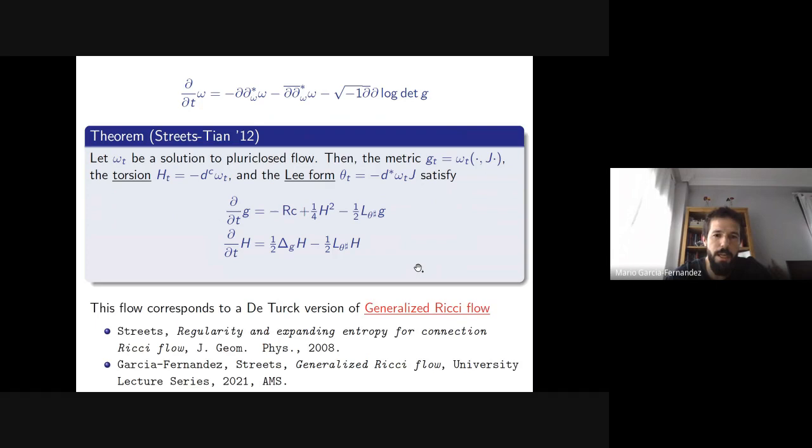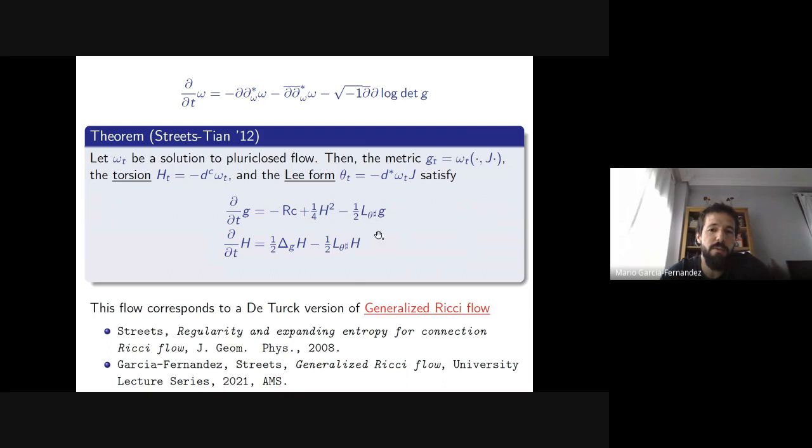So these equations are called the generalized Ricci flow, and actually are a truncation of the so-called physical renormalization group flow for two-dimensional sigma models in physics. So here you see Ricci flow will be just these two terms here. Here we have two additional terms for the evolution of the metric, which is given by a quadratic tensor. A symmetric tensor, quadratic in H, in the torsion, which is essentially the only one you can cook up out of the torsion and the metric. And then the Lie derivative of the dual of the Lee form times G.